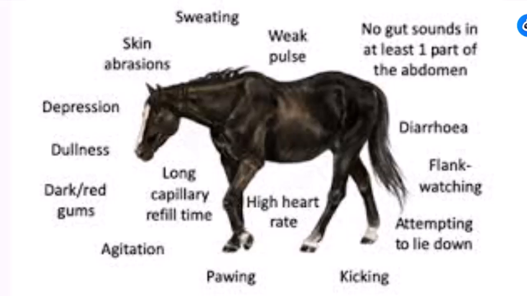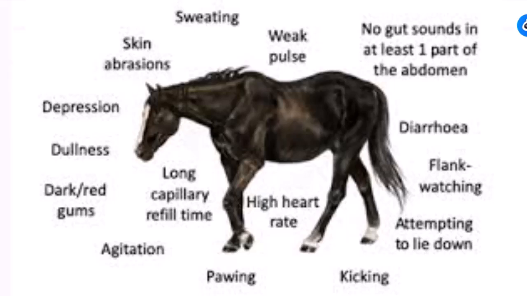Which of the following signs indicate a need for surgical referral? Mild flank watching, heart rate of 44 bpm, persistent pain despite analgesia, normal rectal exam. What is the primary function of the large colon? Protein digestion, acid production, fermentation and water absorption, nutrient absorption. Fermentation and water absorption. Gastric ulcers are most common in: broodmare, performance horse, young foal only, horse on pasture? Performance horses.